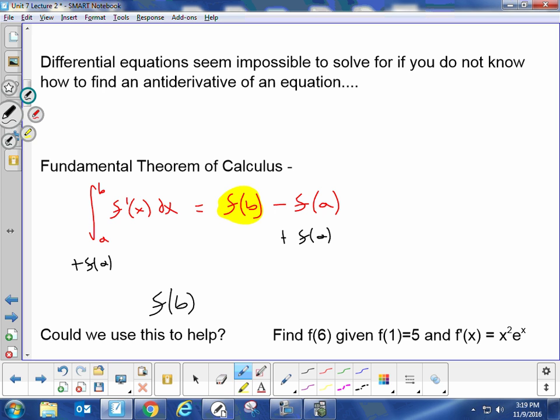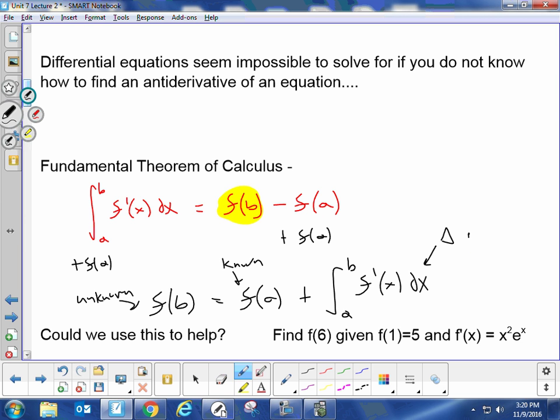some unknown value, is just equal to some known value plus the area under its derivative. We know that this integral is just the change in my function from a to b. So if I have a known and add the change between the known and unknown, I'll find the unknown. Okay?